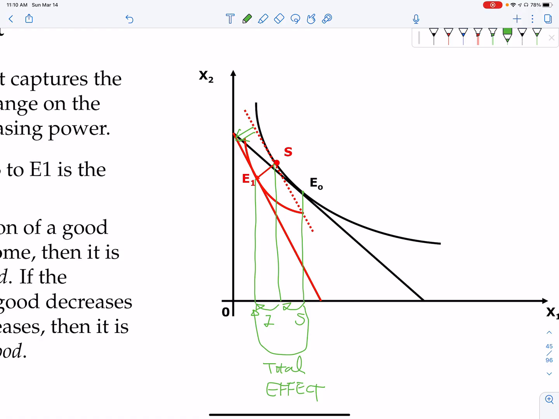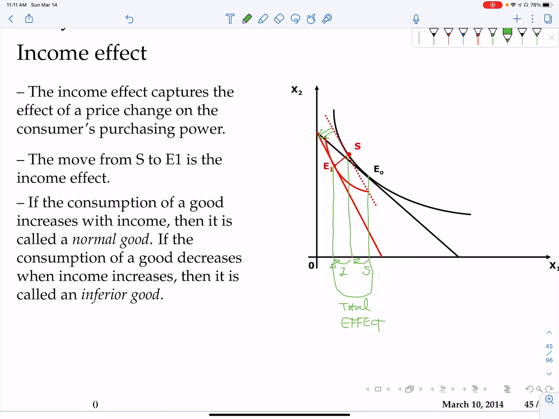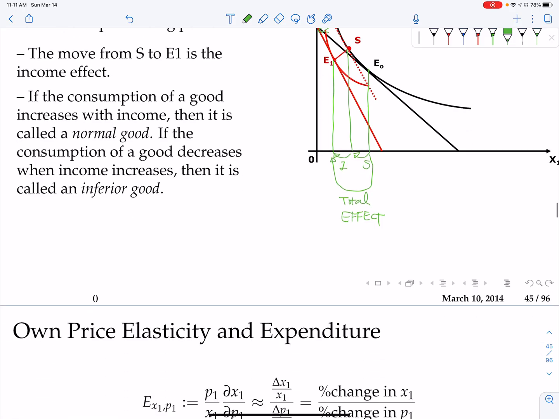And remember, the good we're interested in is always the first good on the x-axis. So consumption of X1 goes down. So that's our normal good when income goes down. So the substitution effect and income effect are both in the same direction, and the sum of them will be the total effect. So this is how you analyze the substitution and the income effect.